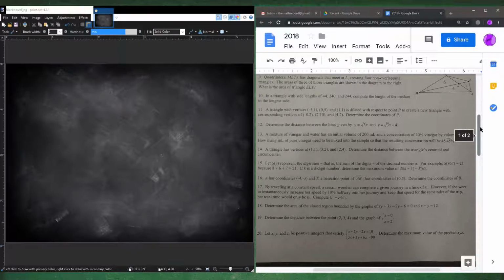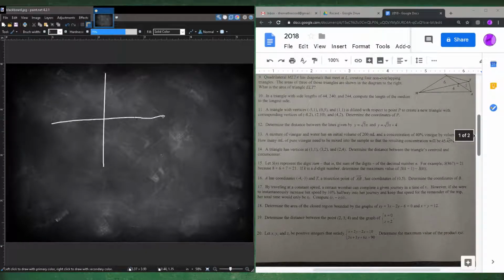Okay. Number 16. A has a coordinate of -4, -3, and T, a trisection point of AB, has coordinate of 0, 5. Determine the coordinates of B. Okay. Unit plane. -4, -3, so somewhere here. Usually when I have a graph, if it has a coordinate plane, I usually just draw it, but not precisely, just get a rough idea how it looks. And AB. We have a trisection point at 0, 5.